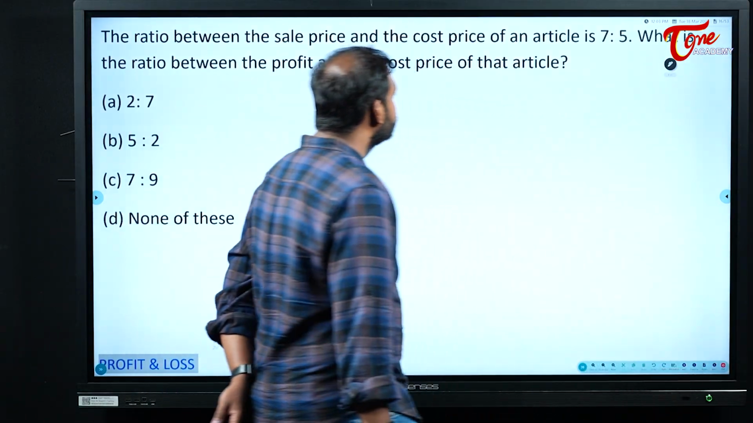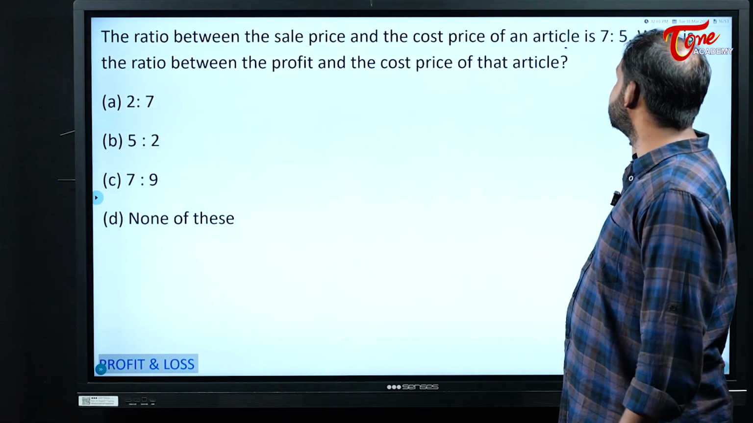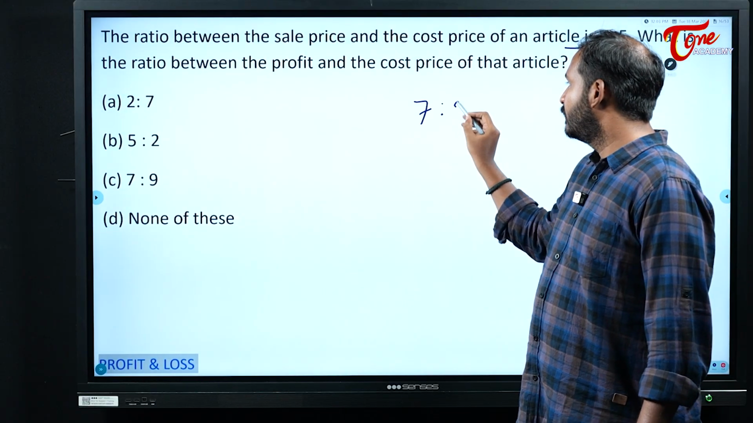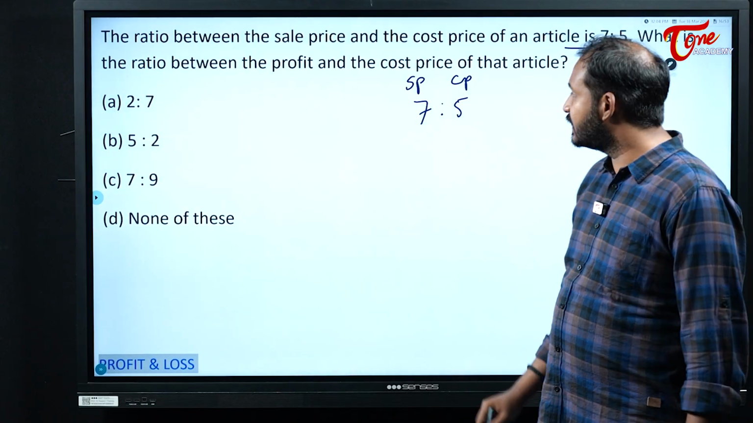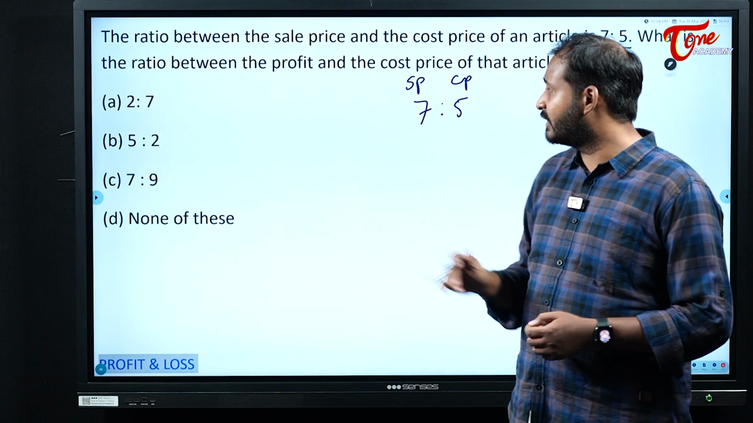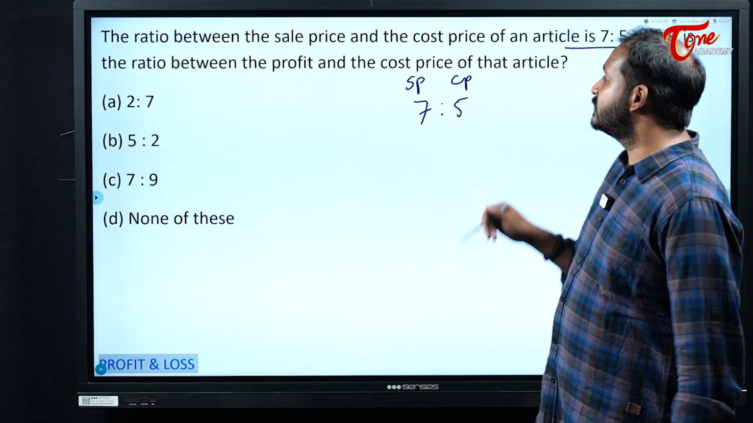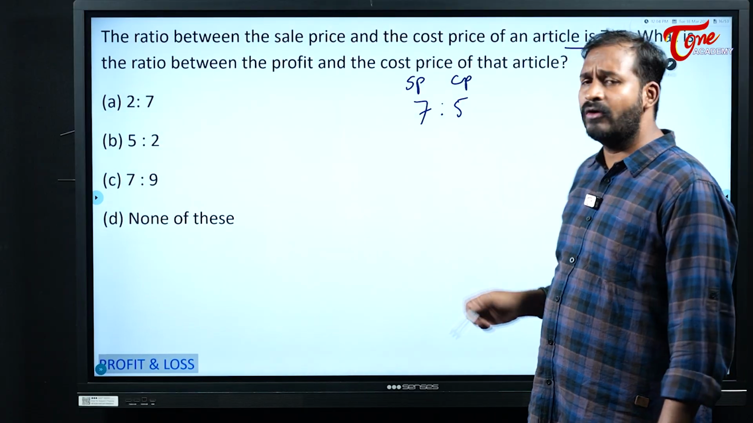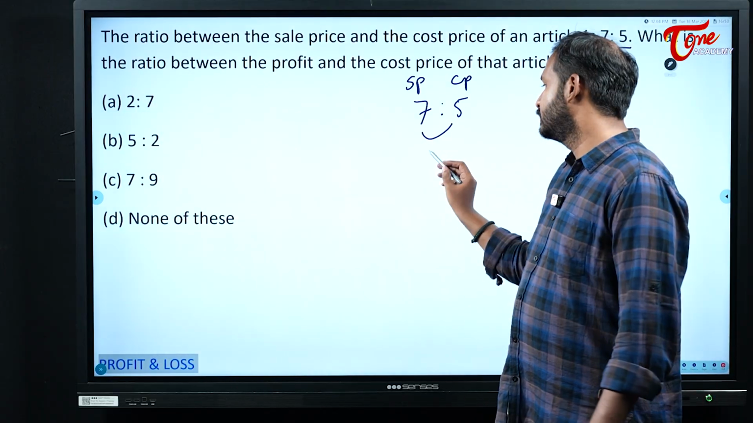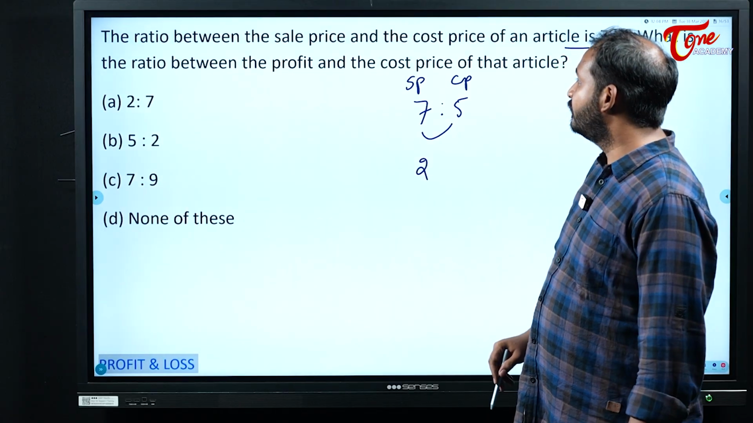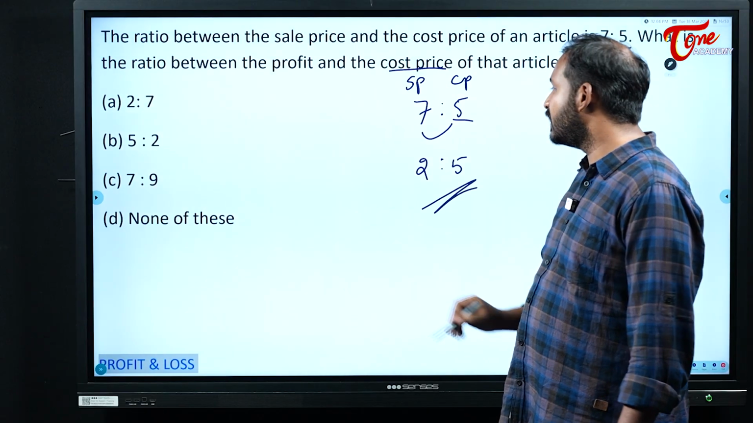Next one. See here, the ratio between the sale price and cost price of an article is 7:5. First of all, by seeing this, tell me profit or loss? Definitely profit. What is the reason? It is very clear that my selling price is 7 parts and cost price is just 5 parts. Next, what is the ratio between the profit and the cost price of the article? How do you usually calculate the profit? The difference between the two things, right? What is the difference here? 2 parts. What is the cost price? 5 parts.